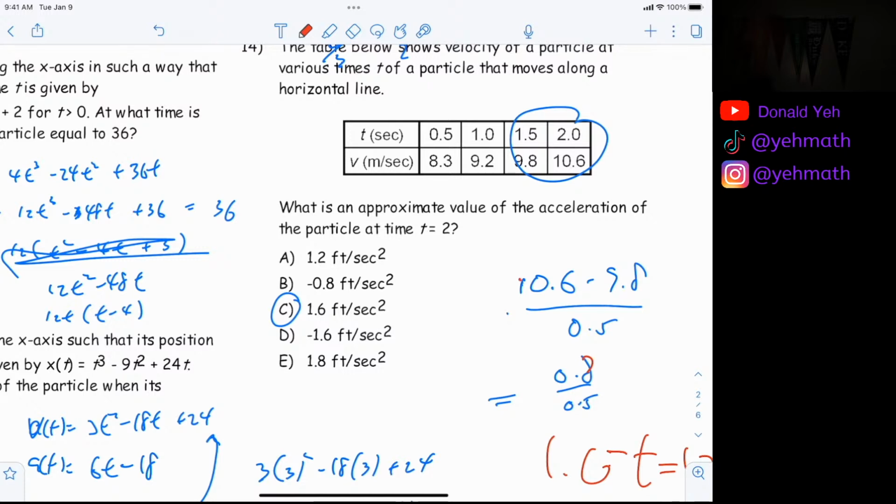Okay, at t equals 5. How is that t equal to 5? It's an average at 1.5. So just assume that it's t equal to 1. You take the average between 1 and 2, and it should be 1.5.